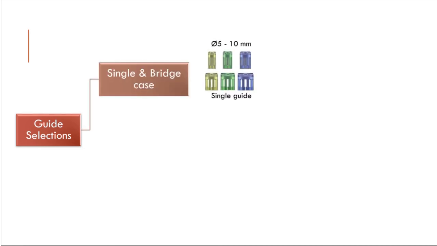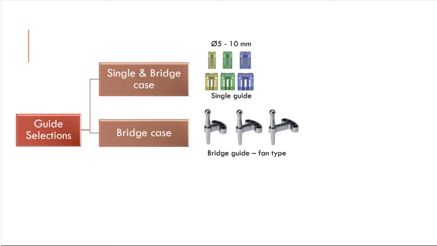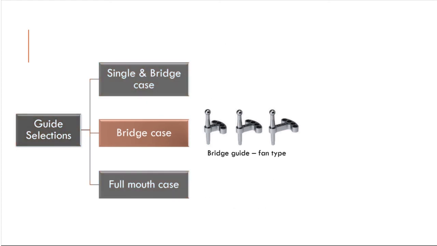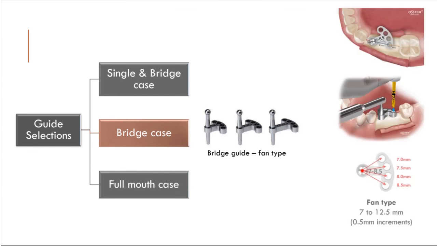In the positioning guide kit, there are 3 guides that you can select. For a single and bridge case, you can use the single guide. For the bridge case, you can also use the fan type. And for the full mouth case, you can use the denture guide. For the fan type guide, there will be 4 holes in each guide, and each hole has a different measurement from the implant position.